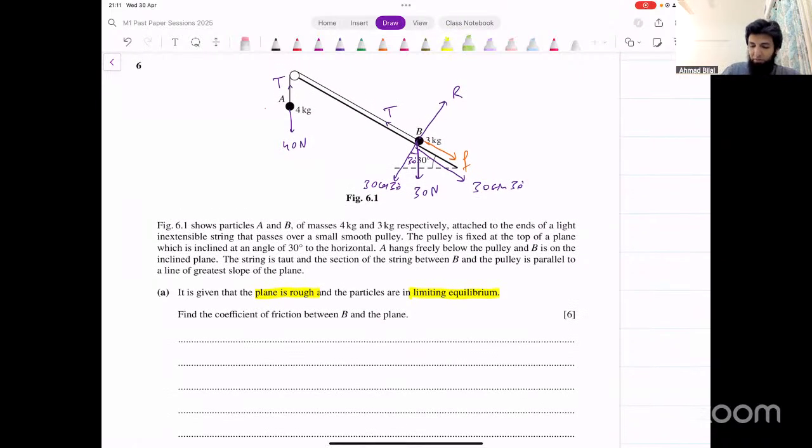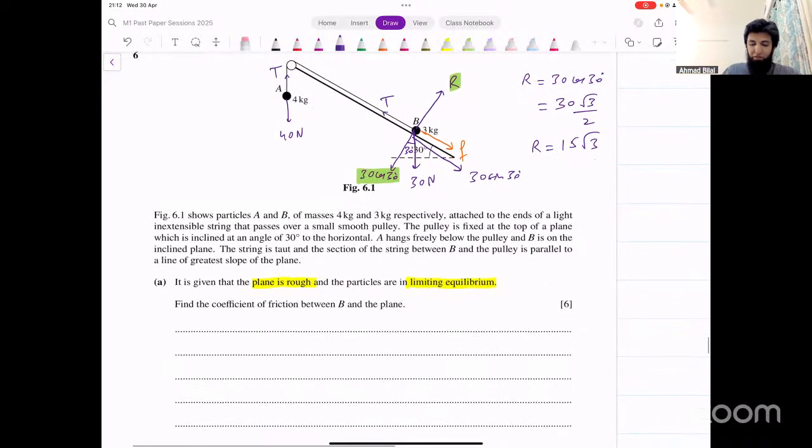Now for the particle B, the forces acting in the perpendicular direction to the surface are going to be equal. R is going to be equal to 30 cos 30. What do we get from this? 30 root 3 over 2, and that's 15 root 3. That's the value for R that we've got. Okay, R equals this.